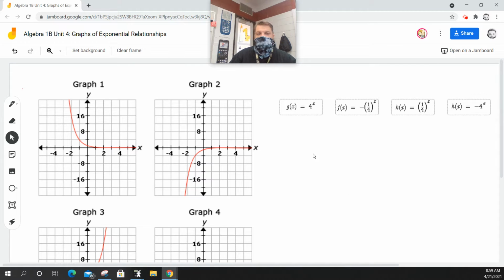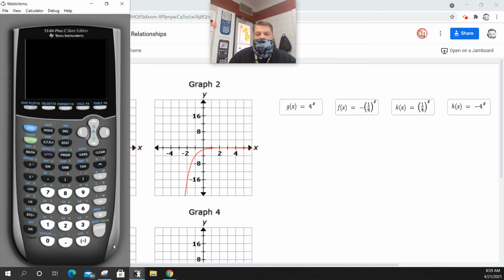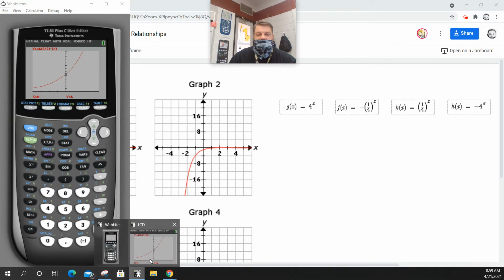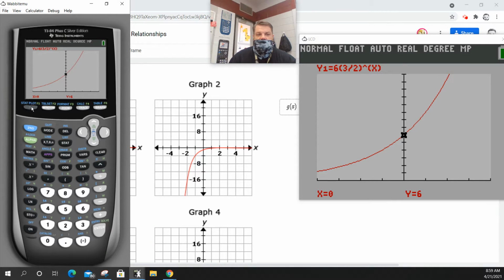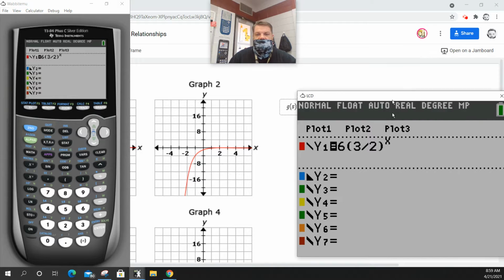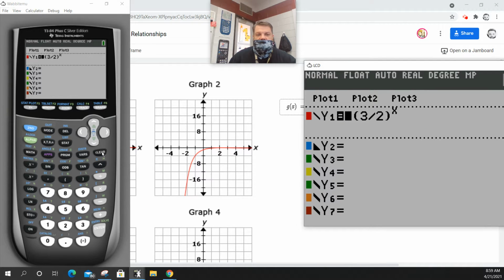So basically, to figure out which function goes with which graph, I just got to plug in the functions and graph it. So I'm going to do the first one, which is g of x. And so I hit my y equals, turn my calculator on. I'm going to go to y equals. I'm going to clean all that out. Hit clear. I'm going to say 4 raised to the x.